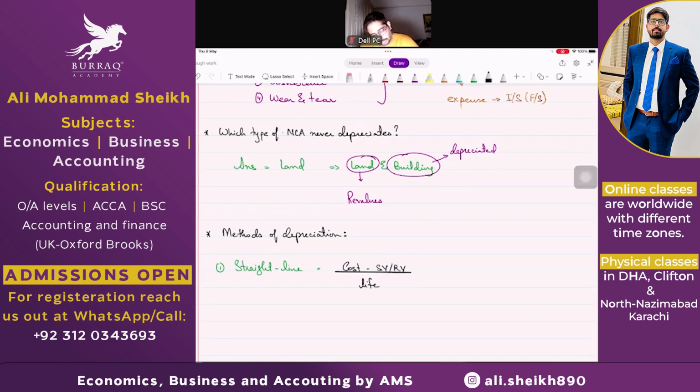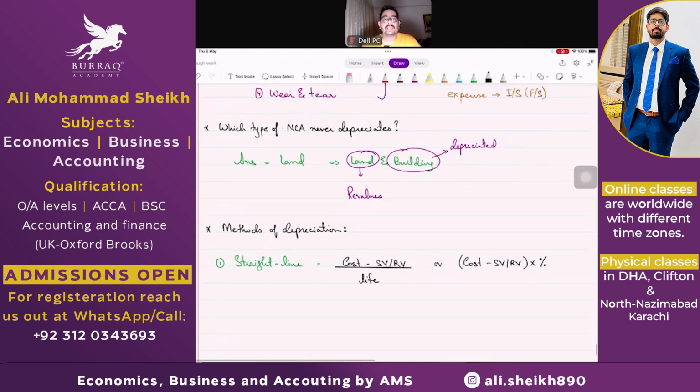Or another formula for this is cost minus scrap value, or say residual value, multiplied by the given percentage in the question. So either they are going to give you the life or they are going to give you the percentage. It will always be applied onto the cost of the non-current asset after deducting residual value. What is residual value? Residual value or scrap value is the value that might be raised at the end of the use of the non-current asset.